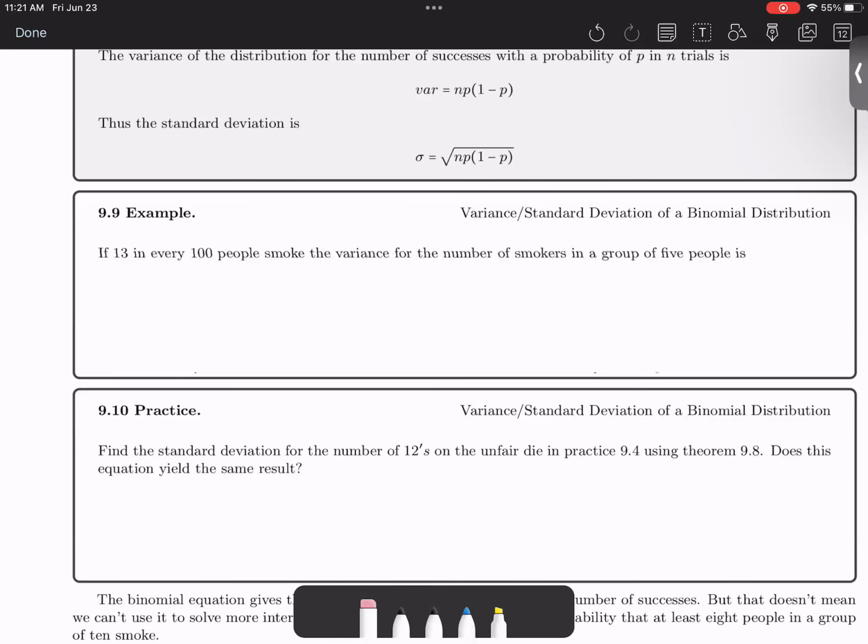Let's work on the variance and standard deviation underneath a binomial probability distribution. If we know that 13 out of every 100 people smoke, what is the variance for the number of smokers in a group of 5 people? So this is definitely a binomial distribution because we've got 5 people and we're counting the number of successes, or the number of smokers in this group of 5.